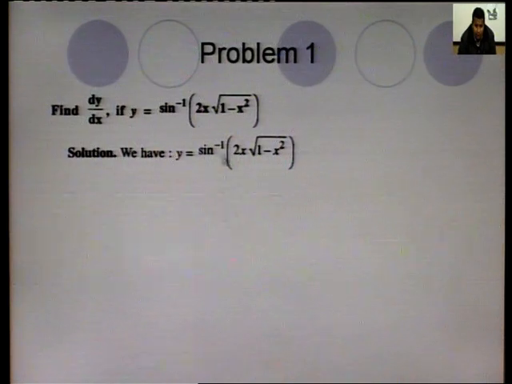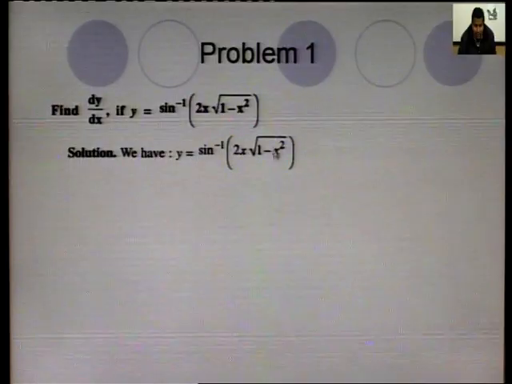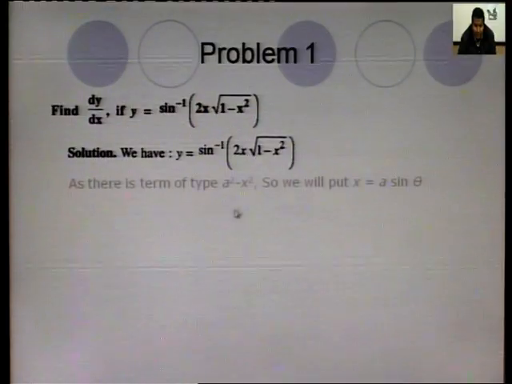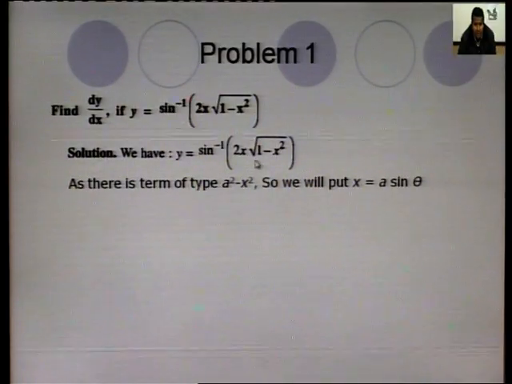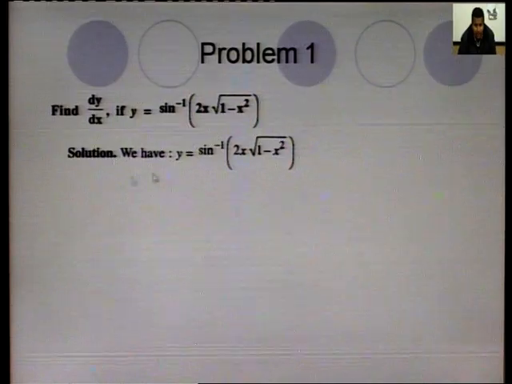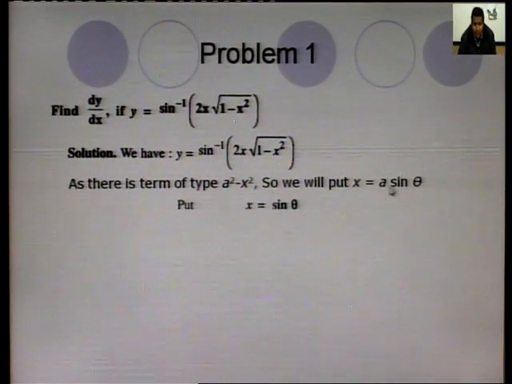As I have told you earlier also, we have to do the substitution such that this term should be nullified, to become the sine inverse and sine, and in the brackets the sine should become. So if there is a term involving a square minus x square, like here, then either we can put x equal to a sin theta or a cos theta. So we will put x equal to a sin theta, because the value of a here is 1, so we put x equal to sin theta.